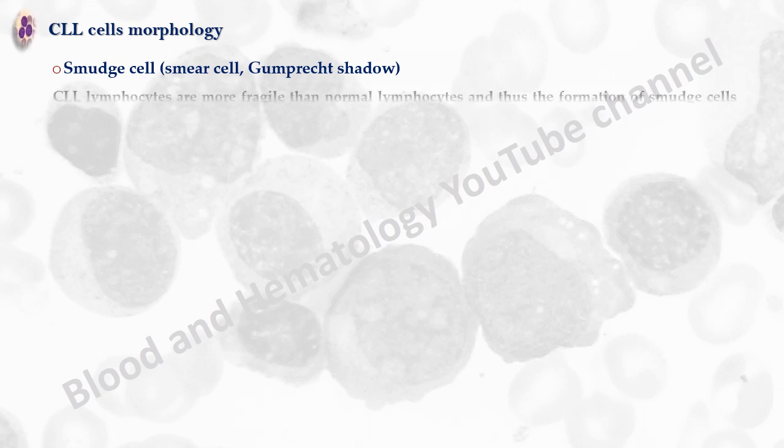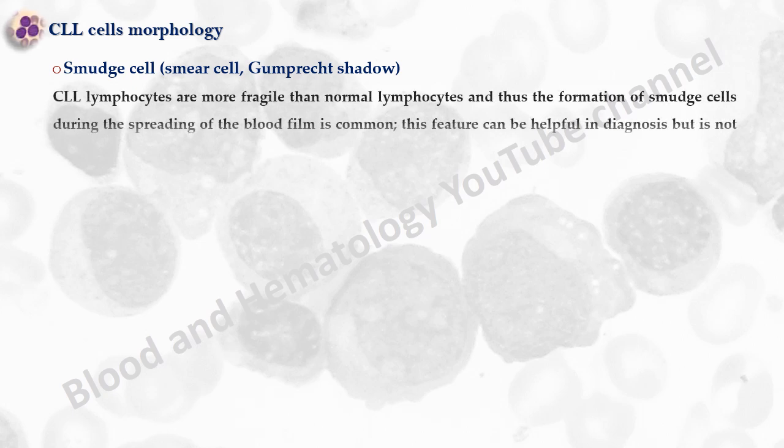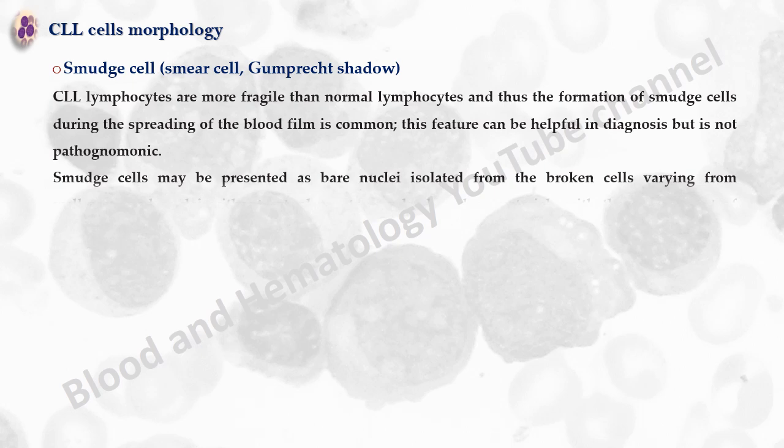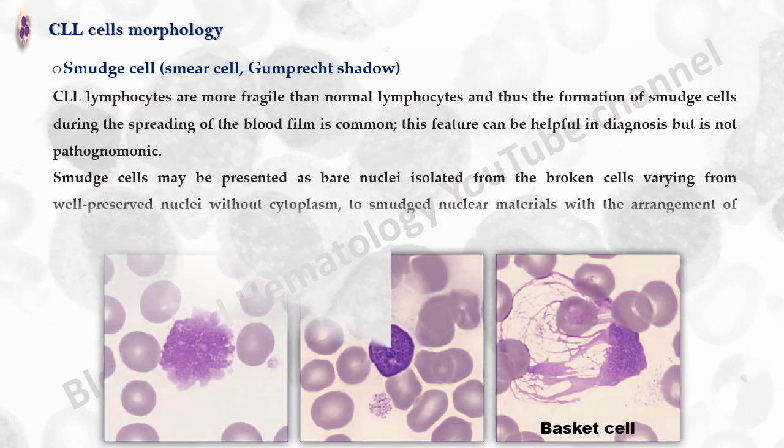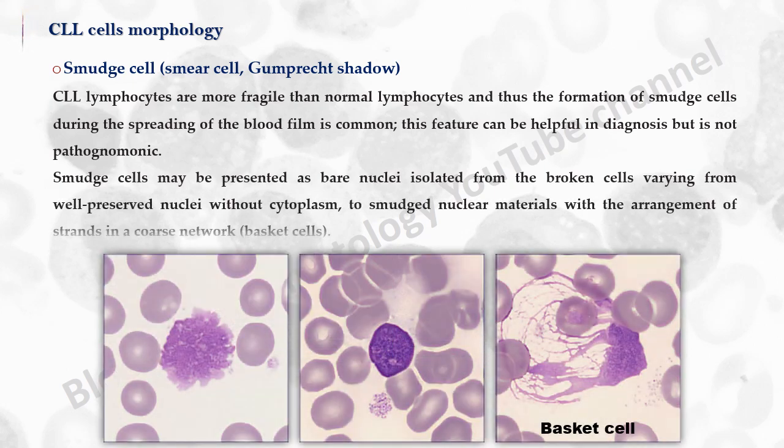CLL lymphocytes are more fragile than normal lymphocytes, and thus the formation of smudge cells during the spreading of the blood film is common. This feature can be helpful in diagnosis but is not pathognomonic. Smudge cells may be presented as bare nuclei isolated from the broken cells, varying from well-preserved nuclei without cytoplasm to smudged nuclear material with the arrangement of strands in a coarse network.